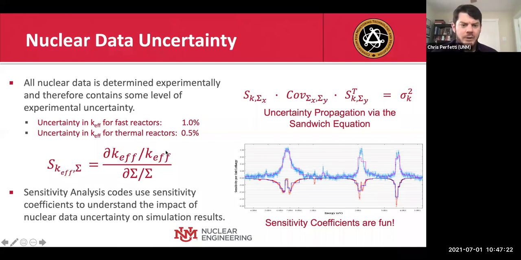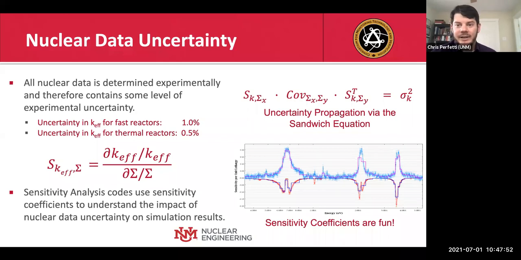So long story short, you can use these sensitivity coefficients to propagate and to understand the impact of these uncertainties on whatever you're simulating. The way to propagate these uncertainties is known as the sandwich equation. It's just combining the sensitivity coefficients. If you look at the units, it makes more sense. You combine the sensitivity coefficients with covariance data, which is a fancy name for the cross-section uncertainties.